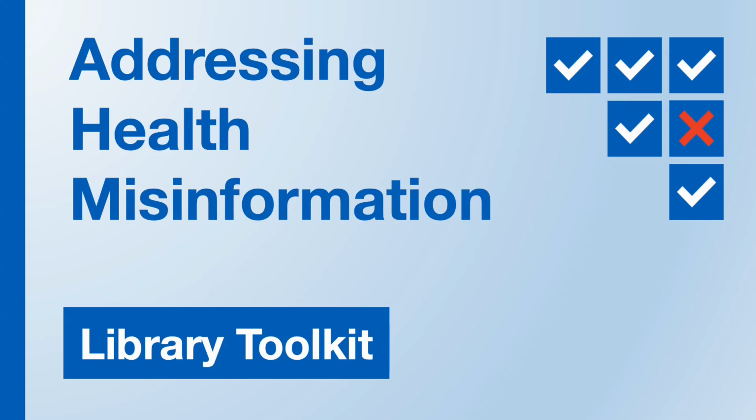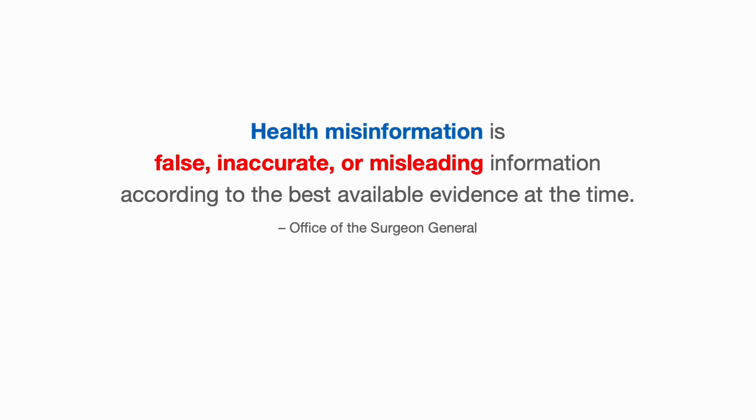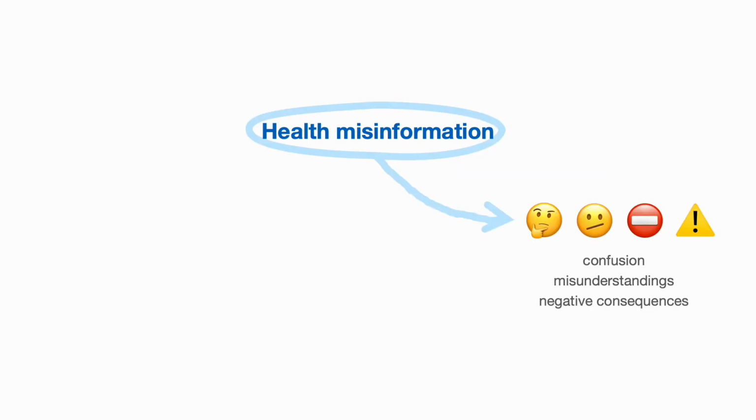Welcome to this introduction to the Library Toolkit for Addressing Health Misinformation. Health misinformation is false, inaccurate, or misleading information according to the best available evidence at the time. Misinformation is harmful. It can lead to confusion and misunderstandings with negative consequences, such as taking unproven and dangerous treatments.